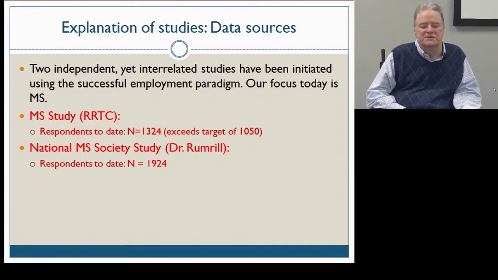So again, the data sources, we today are talking about 2 independent studies. The MS study is part of the Research and Training Center, 1,324 responses within that data set, and then the National Multiple Sclerosis Society data by Dr. Rumrill, which are the latter analysis, the Econometric, will actually combine the 2 studies. So rather than simply analyzing data similarly for both studies, reporting it distinctly, we've combined the data, and then we have data from 2 very distinctive sources.